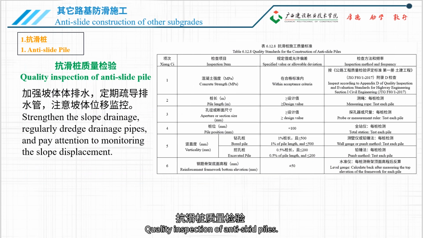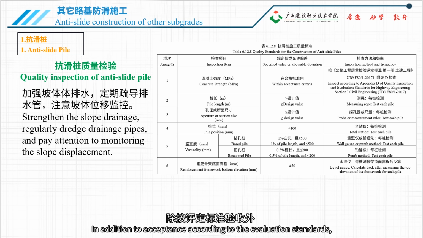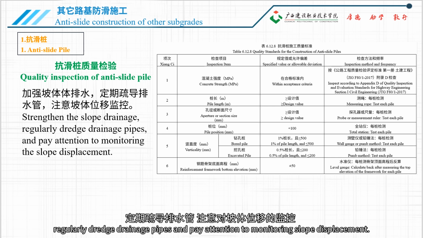Quality inspection of anti-skid piles. In addition to acceptance according to the evaluation standards, it is also necessary to strengthen slope drainage, regularly dredge drainage pipes, and pay attention to monitoring slope displacement.